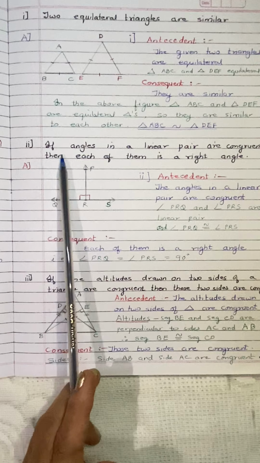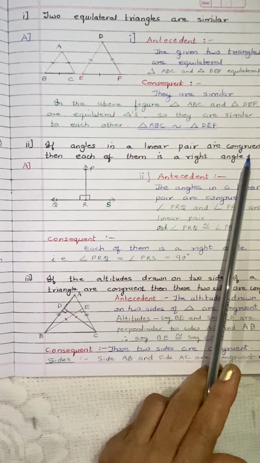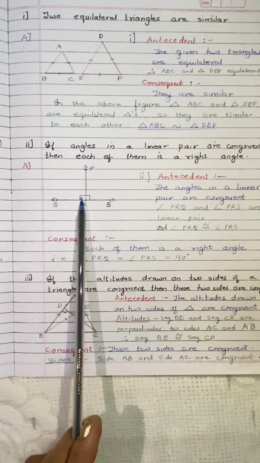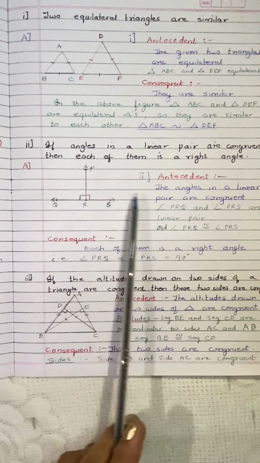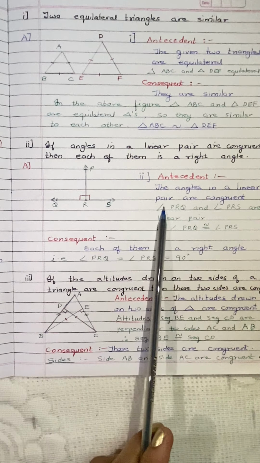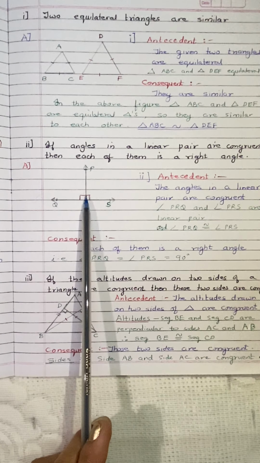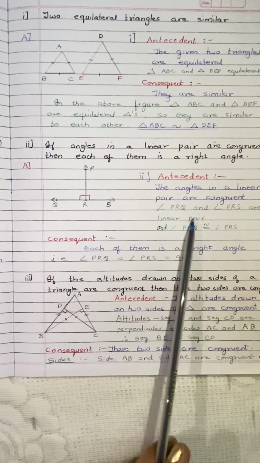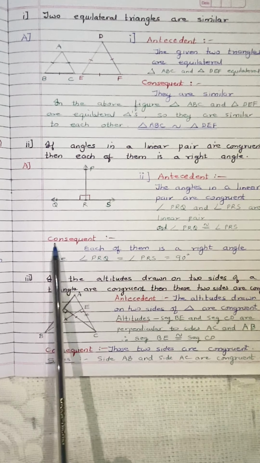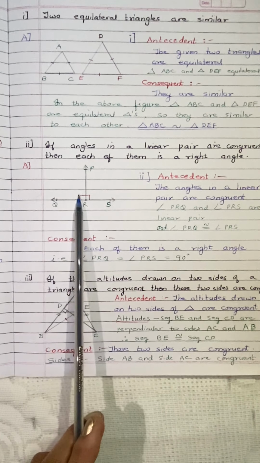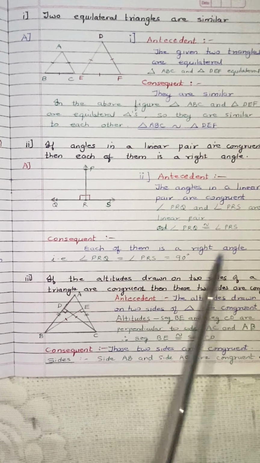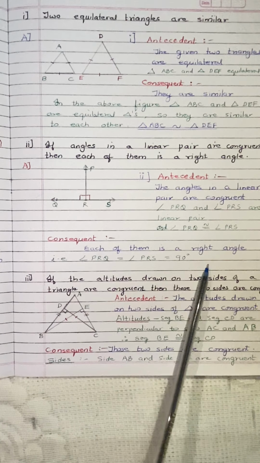Sub-question 2. If angles in a linear pair are congruent, then each of them is a right angle. When we say linear pair, they are next to each other. Antecedent: the angles in a linear pair are congruent. So this is 90 degrees, this is 90 degrees. Angles PRQ and PRS are in a linear pair, and angle PRQ is congruent to PRS. Consequent: each of them is a right angle. Because they are congruent and in a linear pair, each of them is a right angle, that is, angle PRQ is equal to angle PRS, which is equal to 90 degrees.